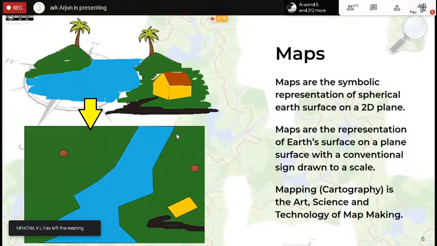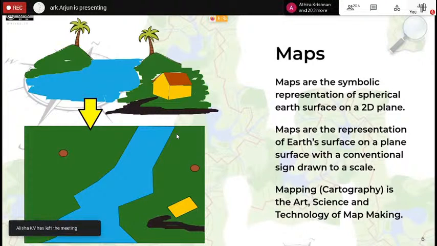So what exactly are maps? Maps are just a symbolic representation of our three-dimensional, spherical Earth surface on a 2D plane. Why a 2D plane? We need to convert the features present on the Earth surface onto paper or a flat surface so that we can roll it, fold it and take it away with us easily. Just think about carrying an entire globe with us for navigational purposes. It's totally inconvenient, right? So that was the origin of why we created maps.